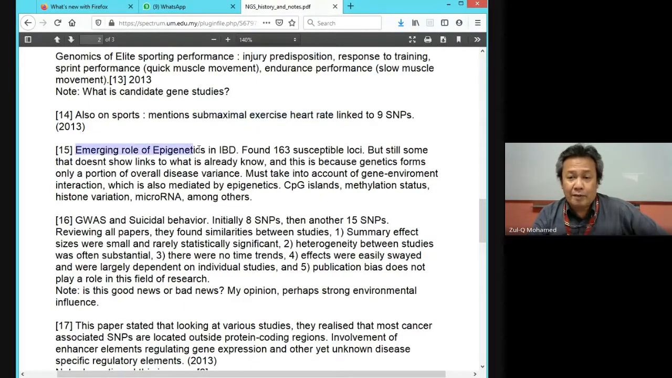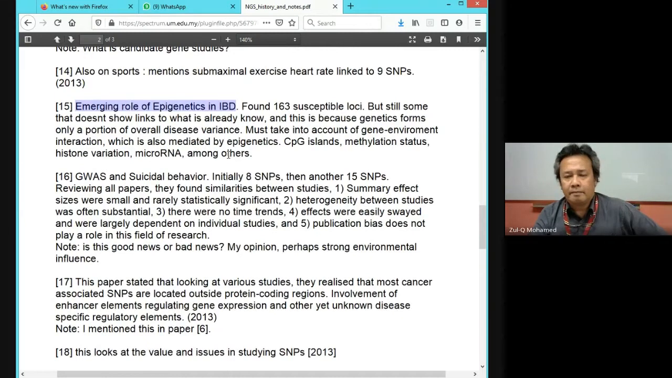Now, emerging role of epigenetics in IBD, inflammatory bowel disease. They looked at 163 and found 160 susceptible loci. So these are genetic components, 163 loci that are linked to and determine whether you have IBD or not. But there are still some patients that do not show this link.